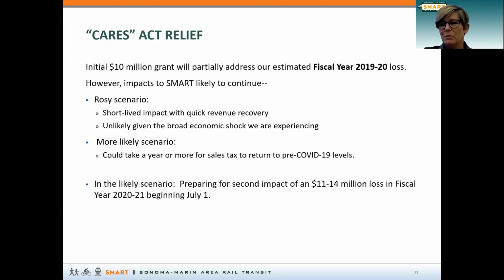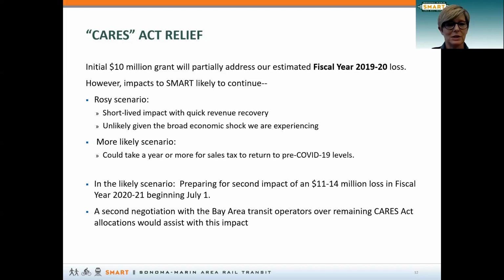So in our likely more broad and longer lasting scenario, we're preparing for a second impact of $11 to $14 million of losses in 2021, beginning on July 1. So it's significant and it's ongoing, and it's something we're going to have to continue to deal with. And again, we're hoping that there'll be more funds coming through the CARES Act, but we won't know that for a few months.